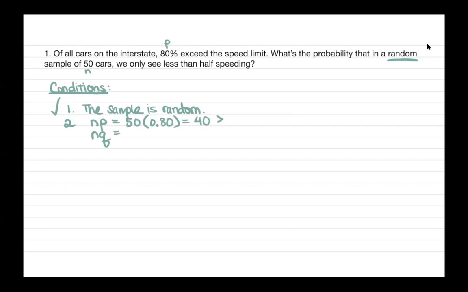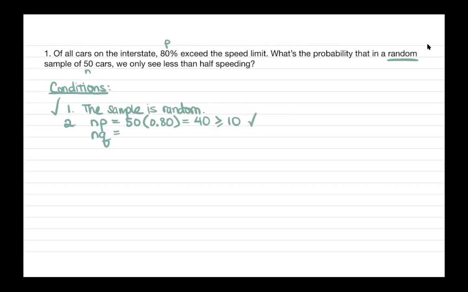10. Perfect. And make sure, guys, you actually write this part right here. Show me that that is what you're checking. A lot of students will just stop here and miss out on the point, right? Because you're like, hey, NP is 40. And I'm like, great. So what? Right? So you got to make sure you show me that, hey, I am just checking to make sure this is greater than or equal to 10.